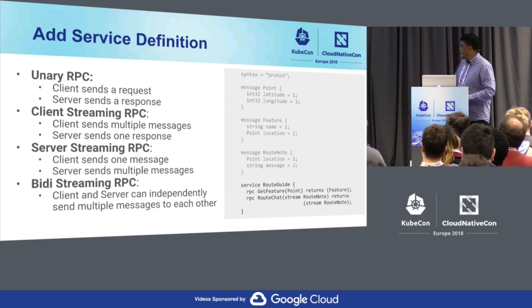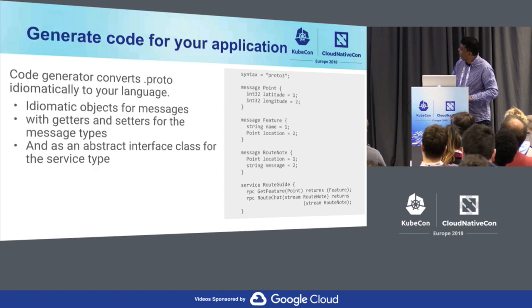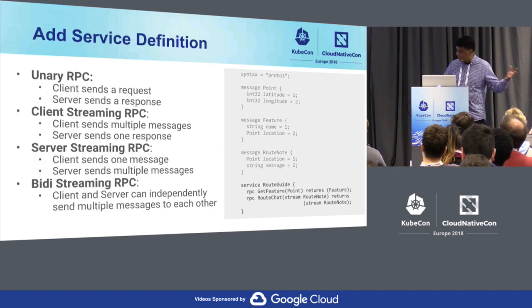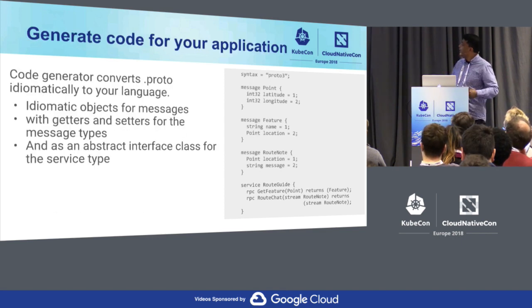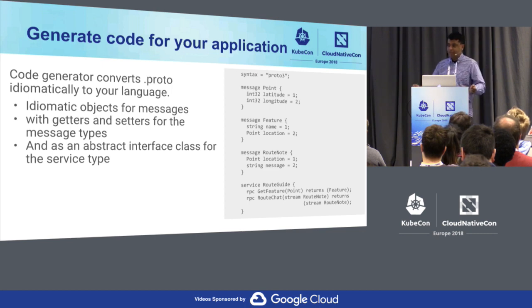So in this case, I'm going to add two RPCs: just one, get feature, which given a point returns a feature, and send notes, which is this asynchronous communication. So this is what I do in the proto file, and then I run the proto compiler. That's all you do. I write my protocol buffer and my service definition, and I run a compiler, and I can generate code for any language that gRPC and protocol buffer support.